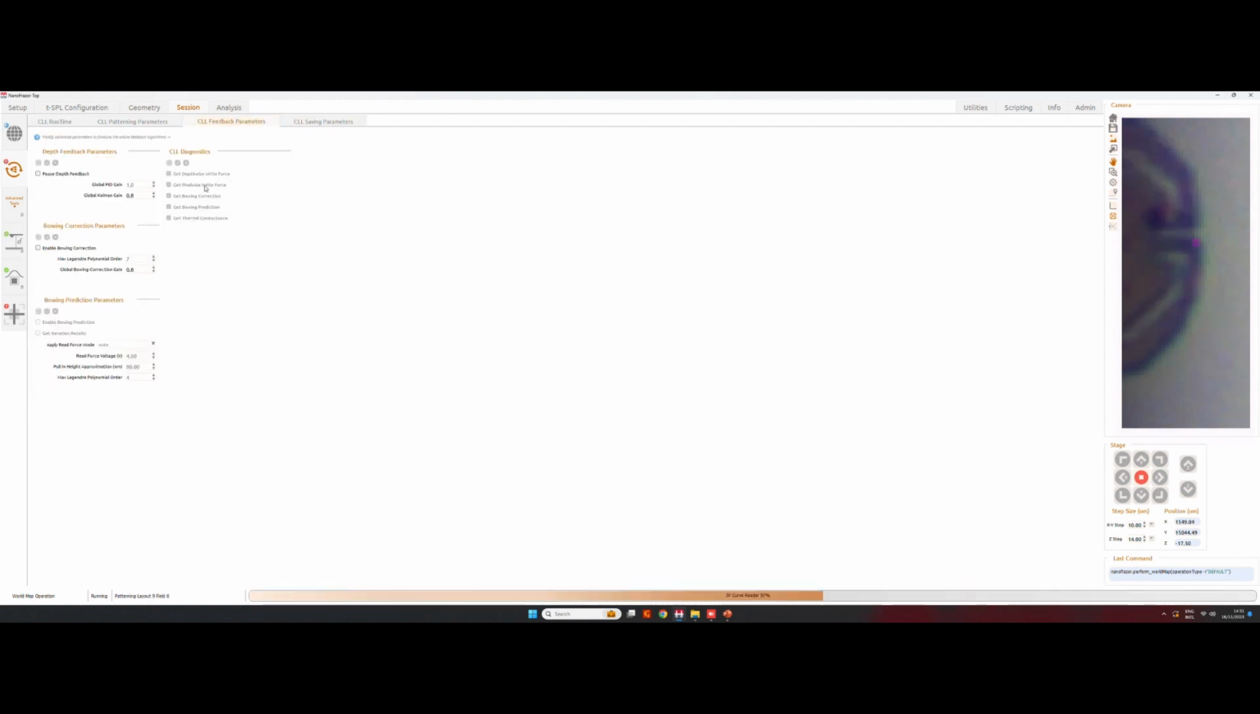It's good to keep in mind that for each of these corrections, both the bowing correction and the bowing prediction, we can choose some other advanced parameters such as the gain or the polynomial order for the bowing correction, or the read force voltage, for example, and again the polynomial order and the pooling height approximation that can improve our bowing prediction.